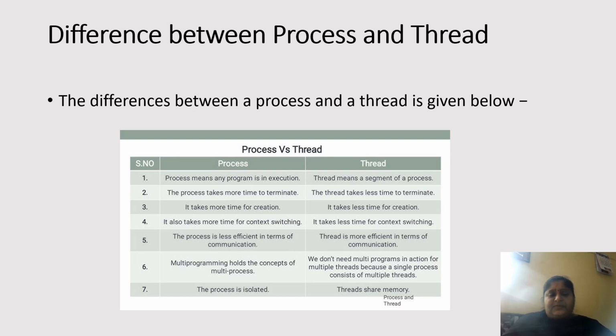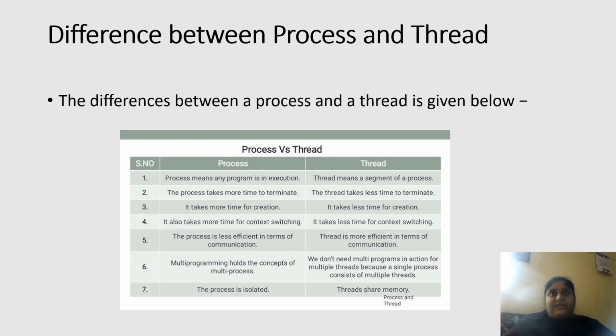The process is less efficient in terms of communication. A thread is more efficient in terms of communication. Multiprogramming holds the concept of multiprocess. Here we don't need multiprogramming for multiple threads because a single process consists of multiple threads. A single process will have so many threads. Here the process is isolated, while the thread shares the memory.